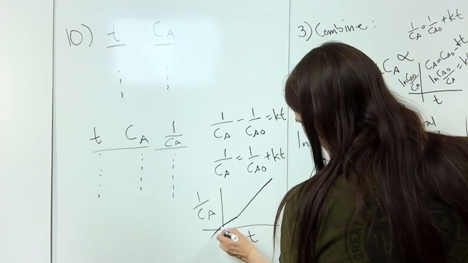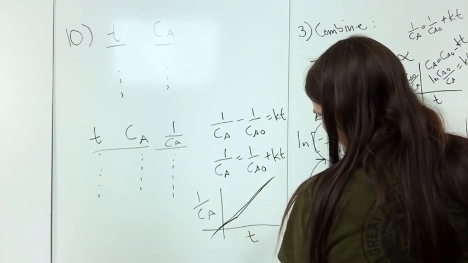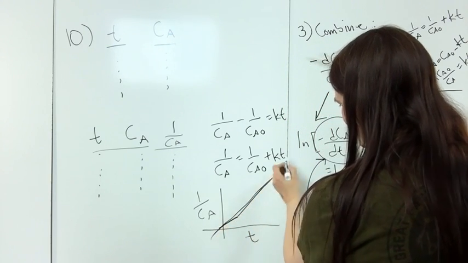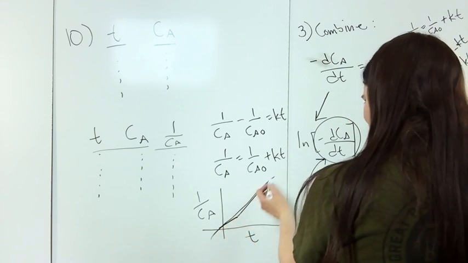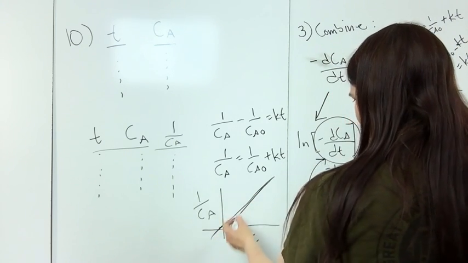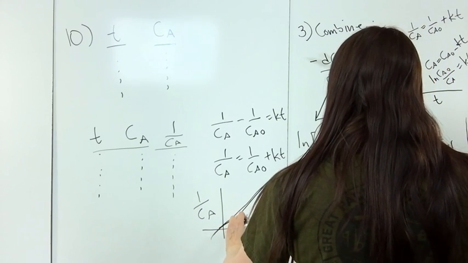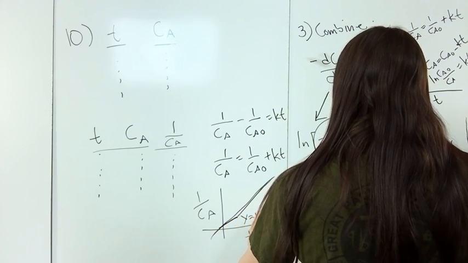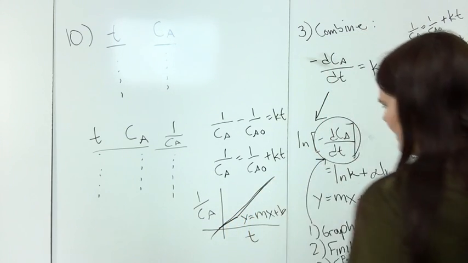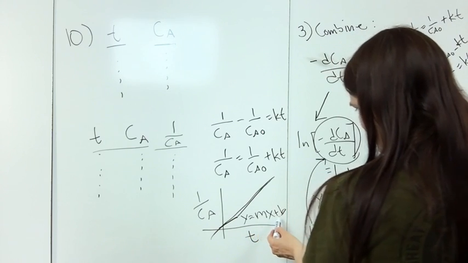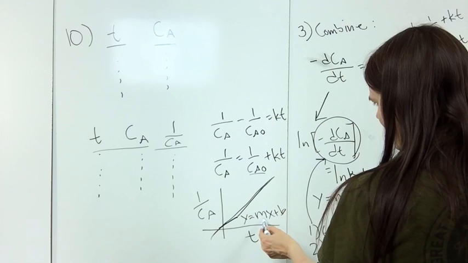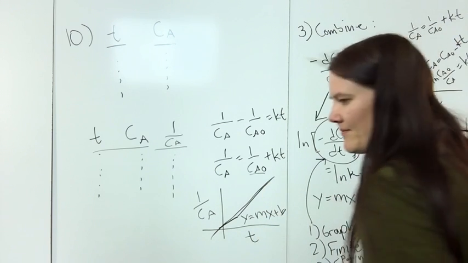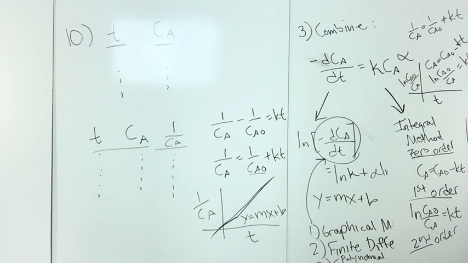It's not very straight. Sorry, I almost drew it through 0, but it's not 0 because there's some intercept. So anyway, you get this line, and then you do a linear regression, so you'll get y equals mx plus b, and then you know that b should be 1 over CA naught, and m is k. So that's how you do the integral method.